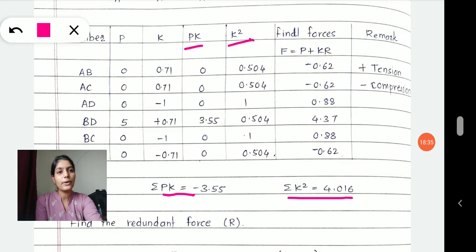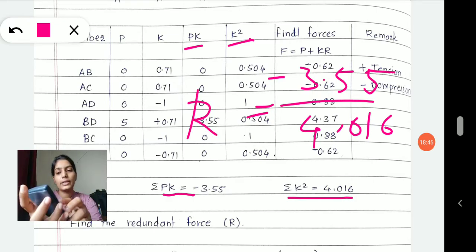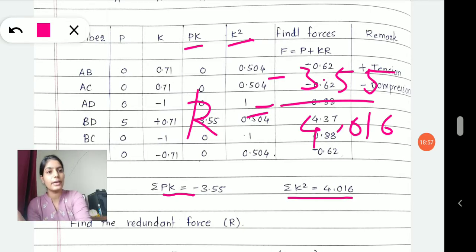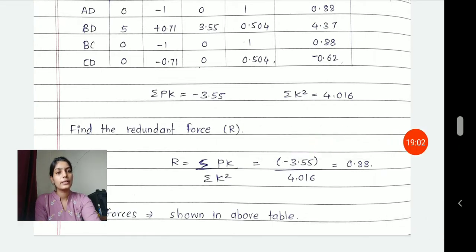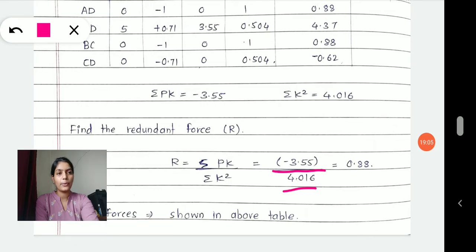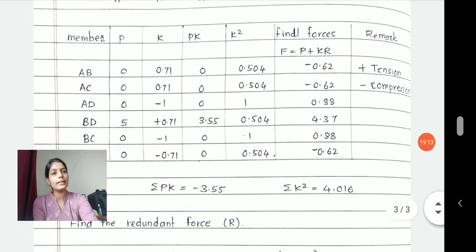Now I want 3.55 divided by 4.016. Okay, that will be the value of your redundant. 3.55 divided by 4.016, giving me 0.839 value. See here, I have calculated the redundant. Negative 3.55 divided by 4.016, giving me a 0.88 answer. Okay, that is negative.